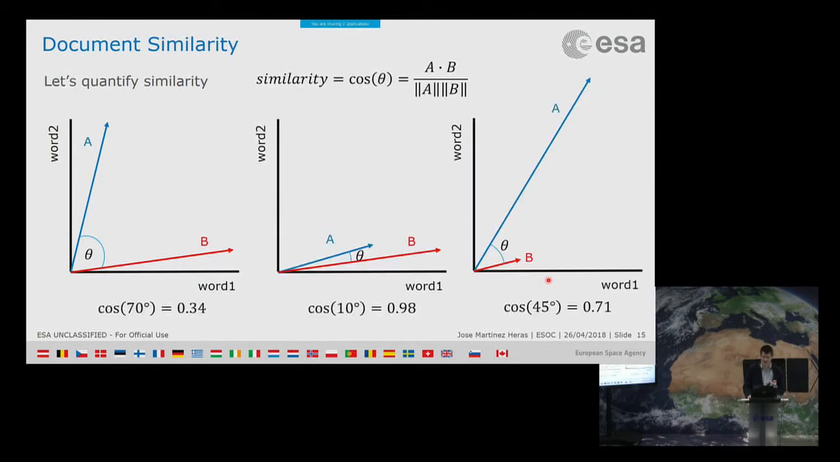Some other examples. The idea is that we are independent of the length of the document. So we are just based on the direction. Maybe in 2D it's not as obvious, but when you have many dimensions, the direction is a better discriminator than any other measure for this high dimensionality.